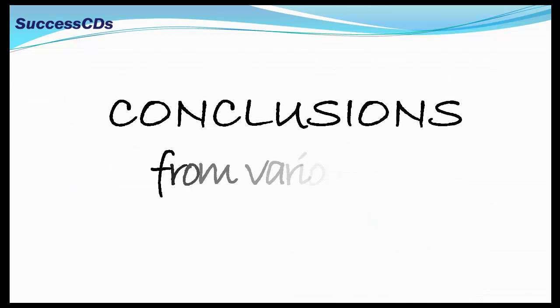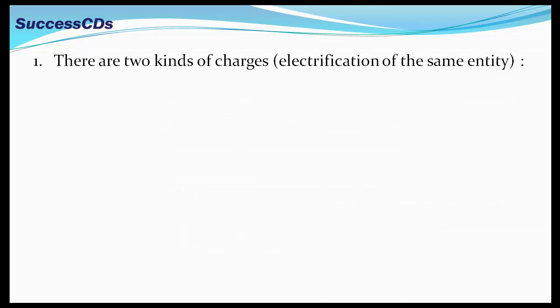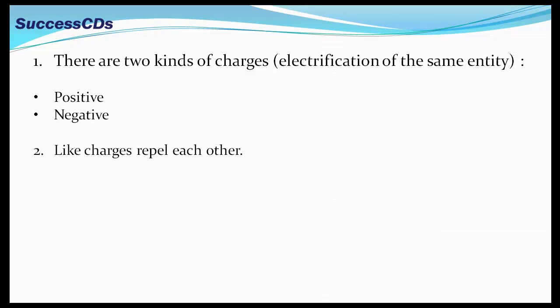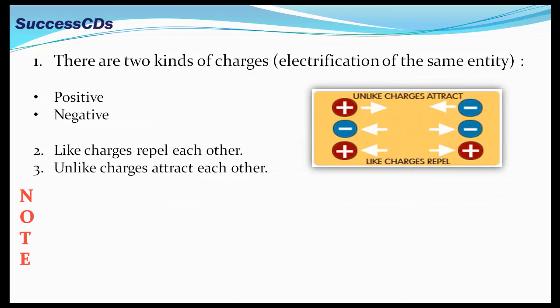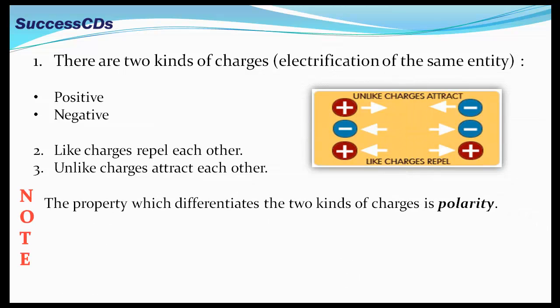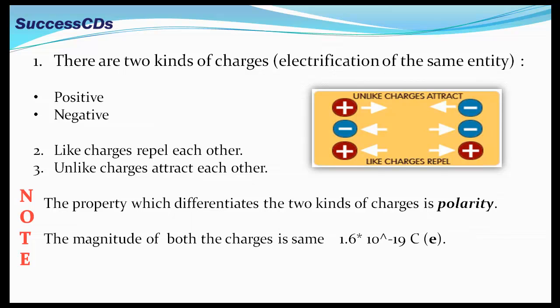Conclusions from various experiments. There are two kinds of charges, positive and negative. Like charges repel each other, whereas unlike charges attract each other. Note: the property which differentiates the two kinds of charges is called polarity. The magnitude of both the charges is the same, that is 1.6 × 10^-19 coulombs, denoted by e.